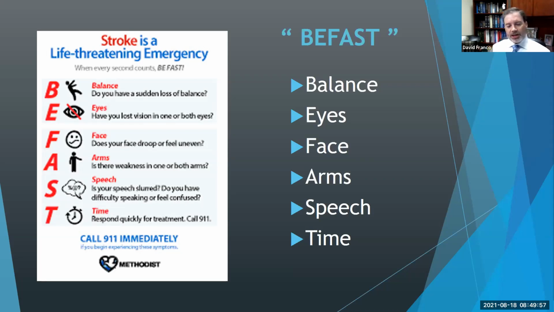But it basically encompasses the balance, which is ataxia, the eyes, which could be double vision or loss of vision, face weakness, arm or of course leg weakness, speech trouble, and then T is for time, which means we need to get into the emergency room as soon as possible. The time frame for TPA is 4.5 hours, and for thrombectomy is 24 hours.